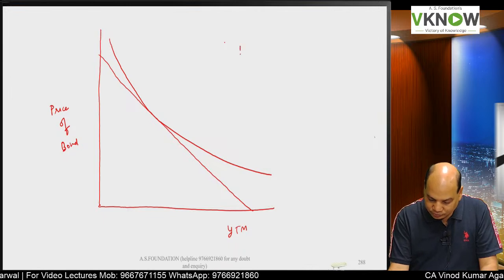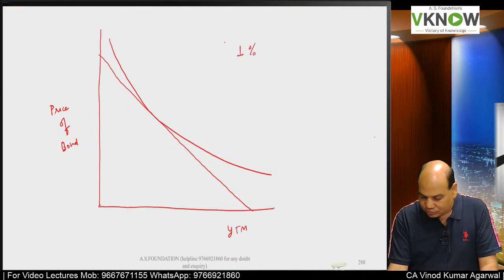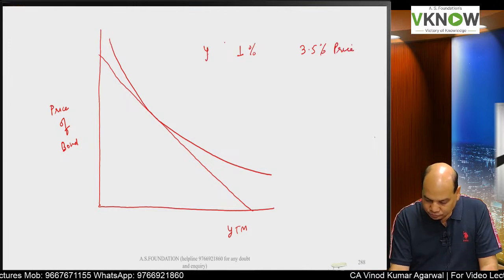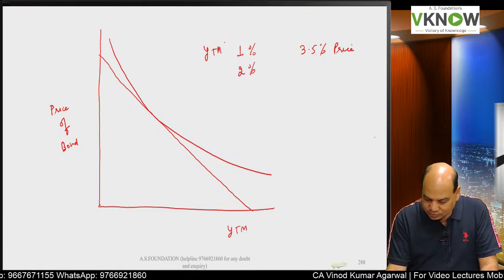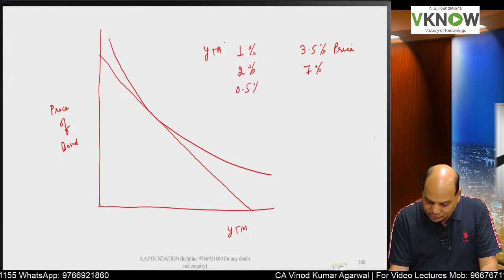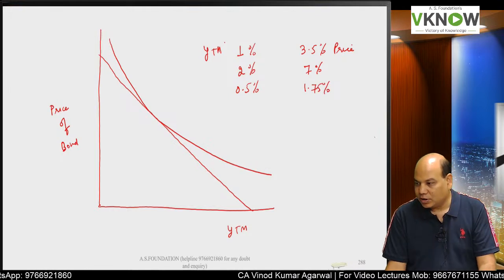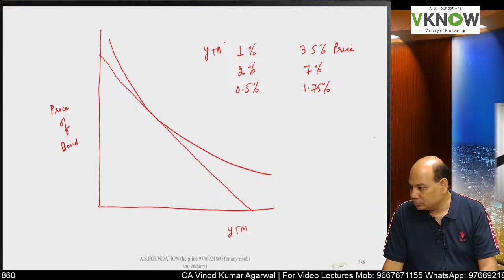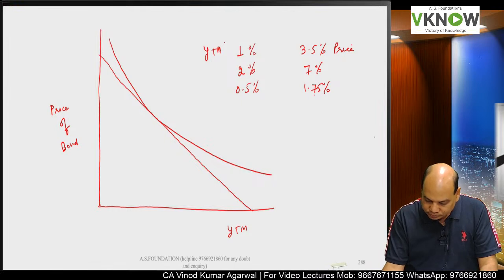Duration says 1% change in YTM, 3.5% change in price, which means 2% change in YTM means 7% change in price, 0.5% change in YTM, 1.75% change in price, but it will not happen. Is it right? It will not happen. Why will it not happen?